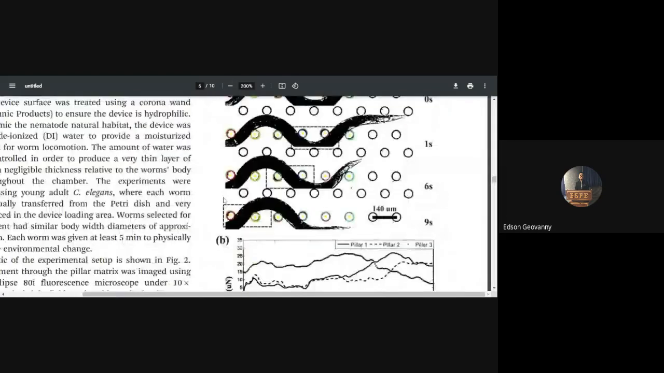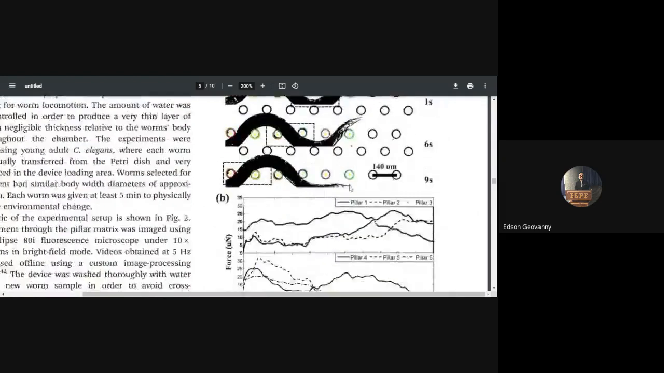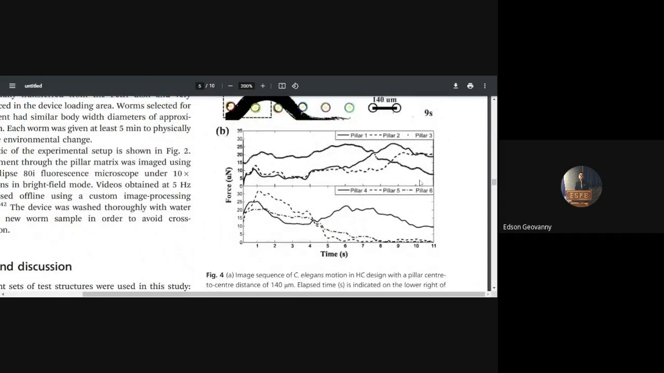This part shows the pattern of force generation by a single worm, with a column center-to-center distance of 140 millimeters, pillars 4 and 5, in the middle of the body, producing the maximum force. This indicates that throughout the movement, any pillar that is in contact with the middle part of the worm's body registers the greatest force.